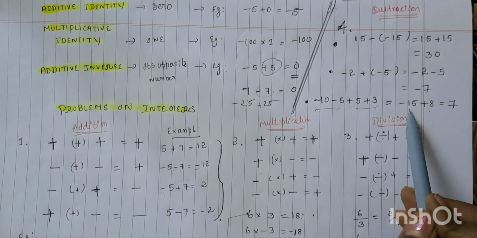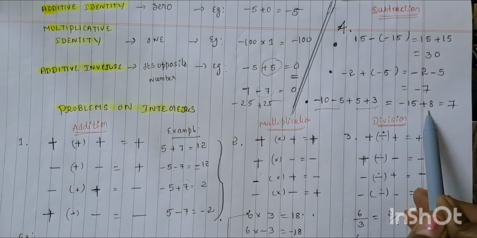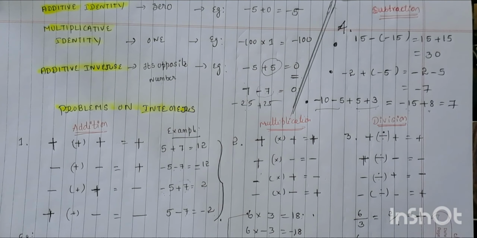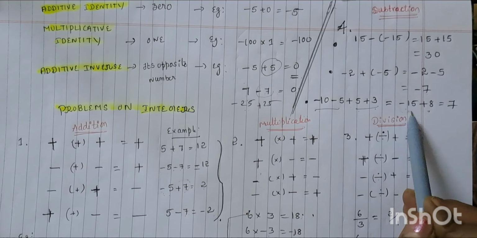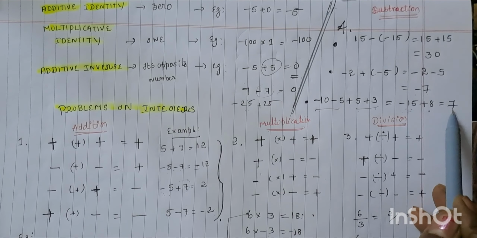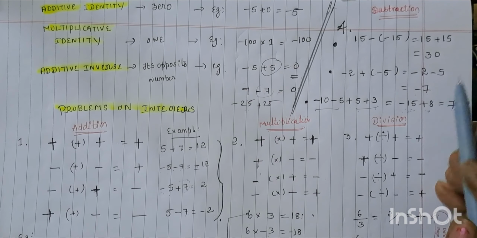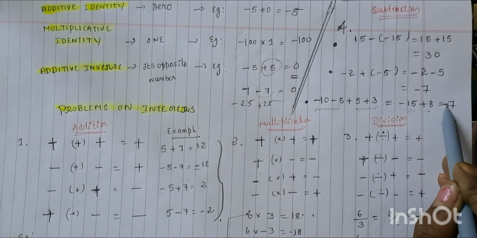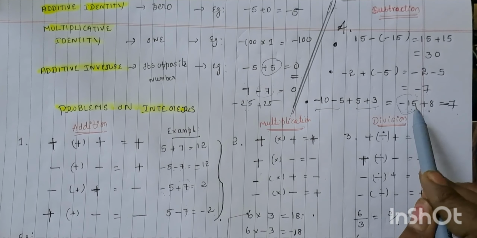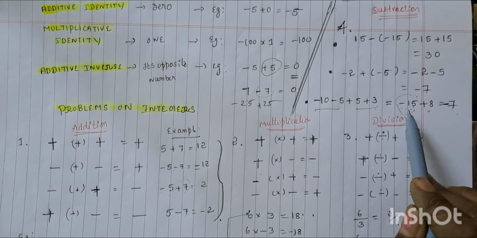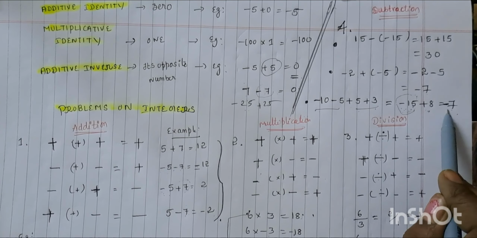So if you are adding one negative and one positive, automatically you have to subtract. After subtracting, you put the sign of the number from which you are subtracting. So minus 15 plus 8 becomes minus 7, not plus 7, because we are subtracting from 15, and the 15 has the negative sign. So we have to put the sign of the number from which we are subtracting.